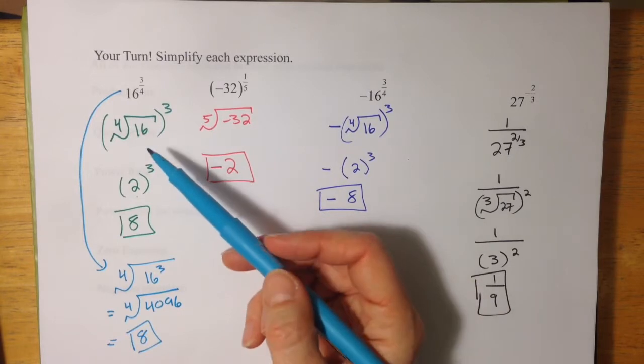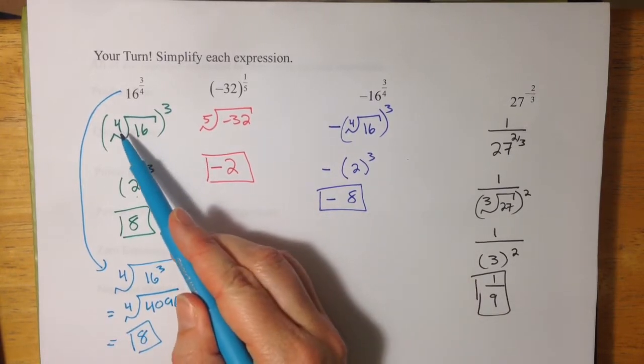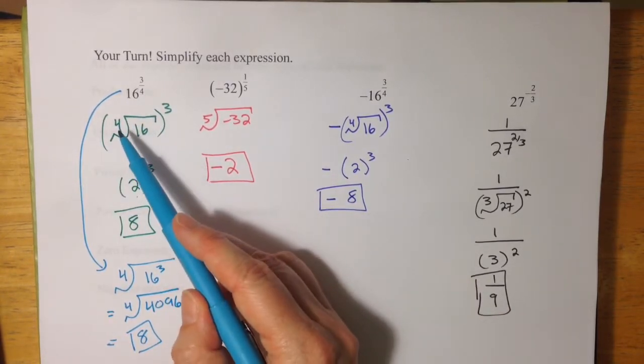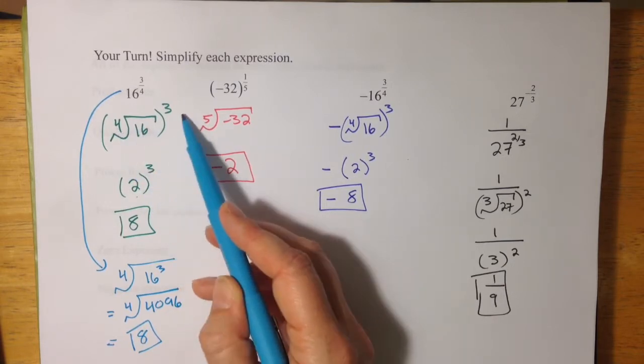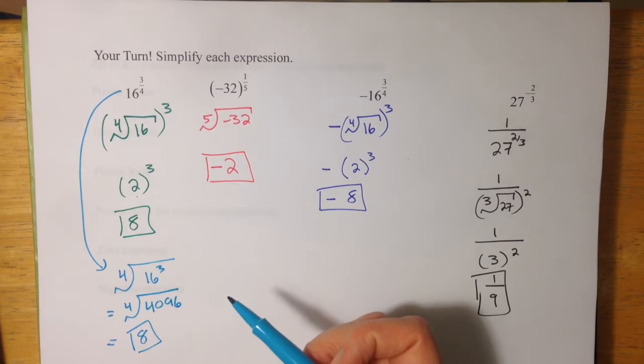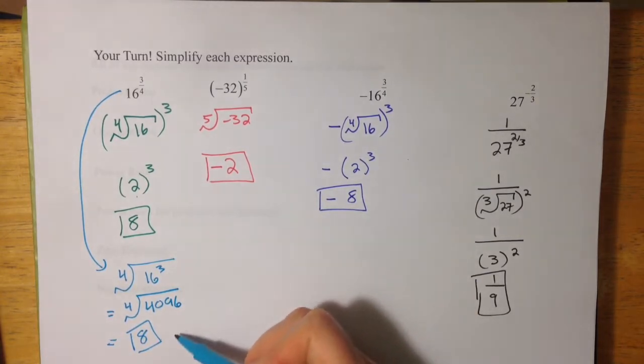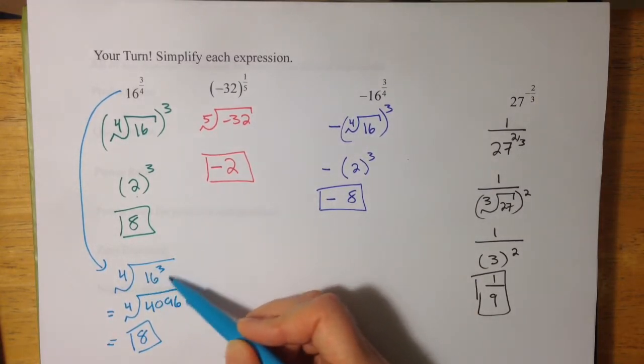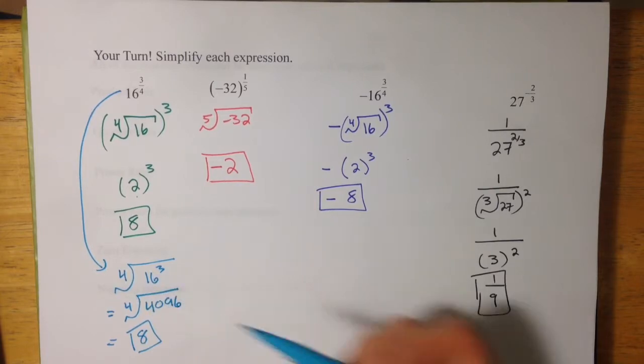When you're computing something by hand, it's often easier to rewrite it this way, where you have the radical first and then do the power. However, it is completely acceptable and will get you to the same answer if you rewrite it this way, where you do the power first under the radical and then do the radical.